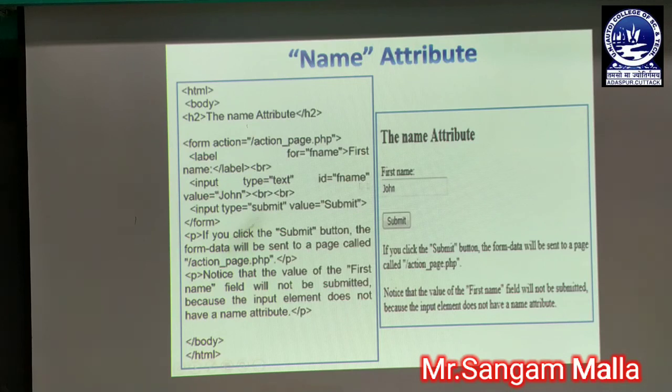So whenever we use any tool in the web page, that tool must have a name attribute if we want to send the value to the action page stored on the server side. So here in this page the value of this text box will not be sent to the action page because we have not written the name attribute over here. If we want to send it, we have to take the help of the name attribute.